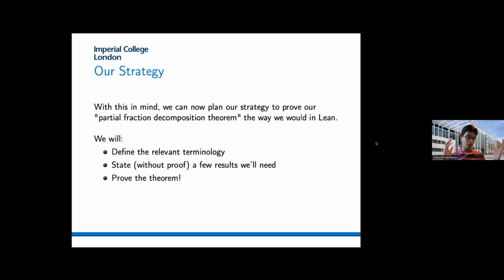And this actually mirrors the structure of the Lean file that I wrote, which you'll be able to get at the end. Because at the very beginning of the Lean file, we've defined a bunch of variables, and then instead of stating results, we've just called results that are already in the library, because they're just functions at the end of the day. And then we prove the theorem.